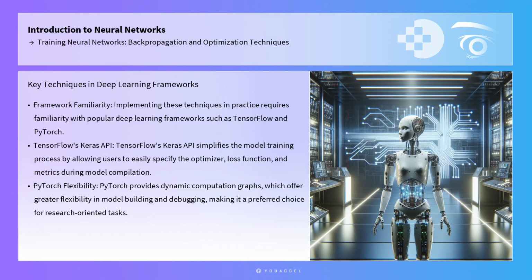Implementing these techniques in practice requires familiarity with popular deep learning frameworks such as TensorFlow and PyTorch. These frameworks offer pre-built functions for backpropagation and optimization, enabling practitioners to focus on model design and experimentation. For instance, TensorFlow's Keras API simplifies the model training process by allowing users to easily specify the optimizer, loss function, and metrics during model compilation. PyTorch, on the other hand, provides dynamic computation graphs, which offer greater flexibility in model building and debugging, making it a preferred choice for research-oriented tasks.